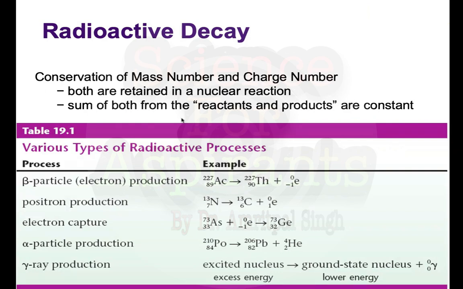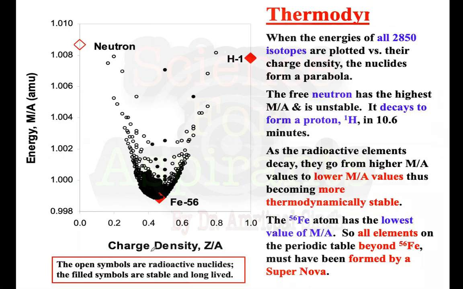So these are the 5 types of reactions that happen in radioactive processes: beta particle, positron emission, electron capture, alpha particle, and gamma radiation. If you look at this famous mass parabola graph, there are almost 2,850 isotopes plotted versus their charge density, and they form something like a parabola. The open symbols are the radioactive nuclides, while the filled ones are the stable and long-lived nuclei.